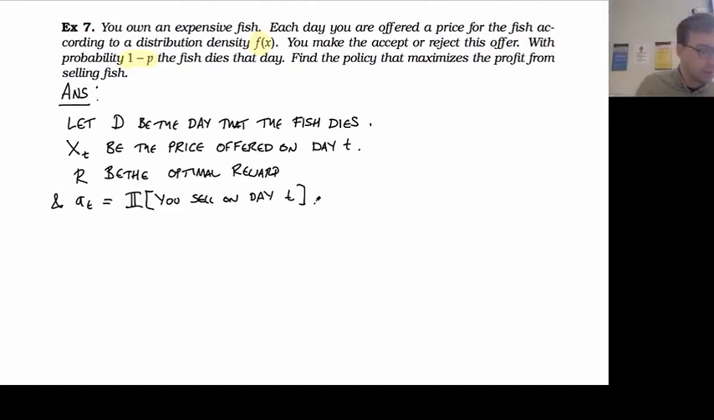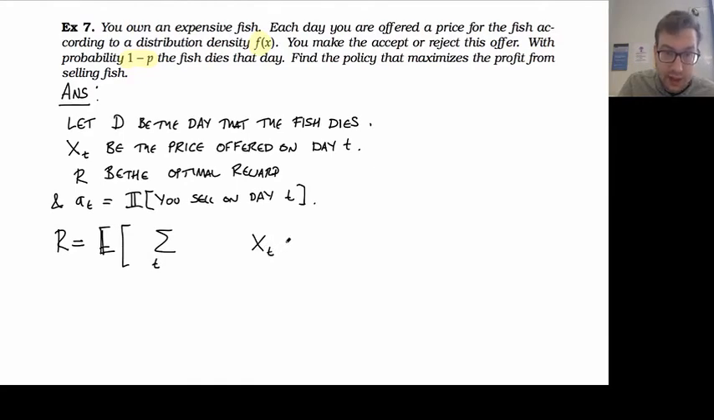Let's look at what the optimal reward looks like. I'm just going to write a few things out, which we'll do in a more abstract form in the next class. The optimal reward R, I can write down as a sum over time of x of t times a of t. If at time t this is a 1, then I get x of t, which is the price offered.